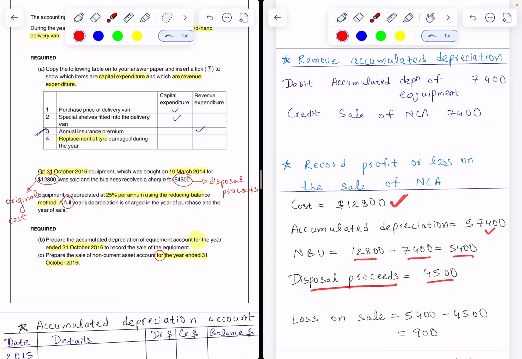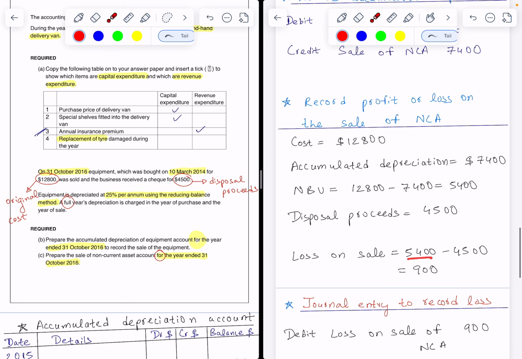So as you can see, the asset had a value of $5,400, but we ended up selling it for $4,500, which means we ended up selling it for less than what it was actually worth at this point in time. This means that we've made a loss, which is simply the difference between the net book value of $5,400 and the disposal proceeds of $4,500, which means we've made a loss of $900 on this sale.